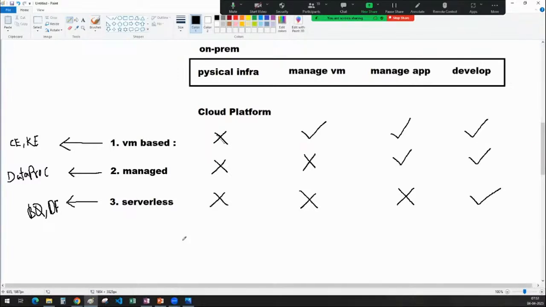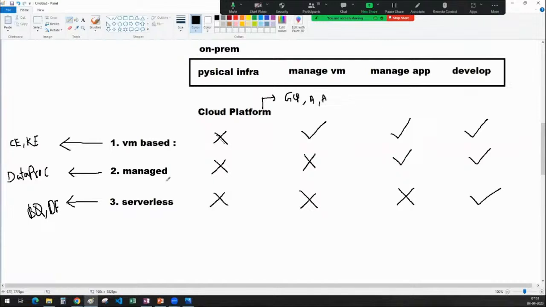But when you go to serverless, your team need not worry about application management, because you can directly go for development. All other things like physical infrastructure, managing the virtual machine, and managing the application will be taken care of by the cloud platform itself. If I talk about GCP, it is the same thing. We have cloud platforms: GCP, AWS, and Azure. This concept is the same for all of them. It is a general concept.